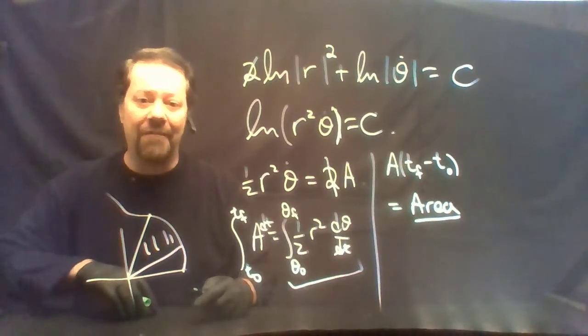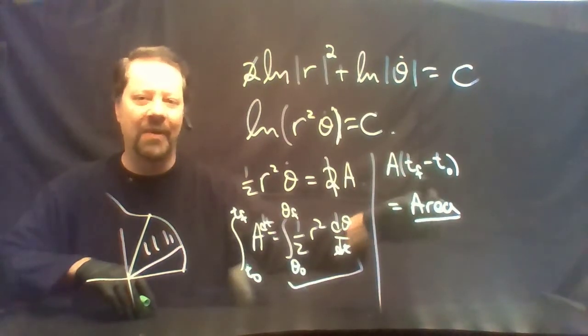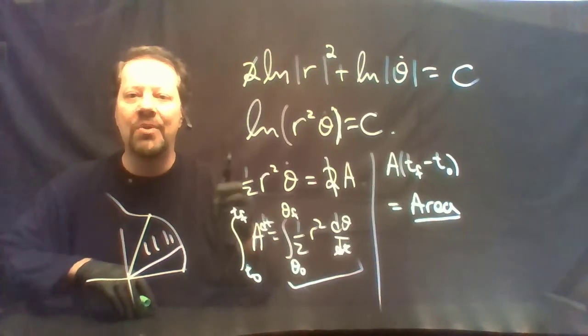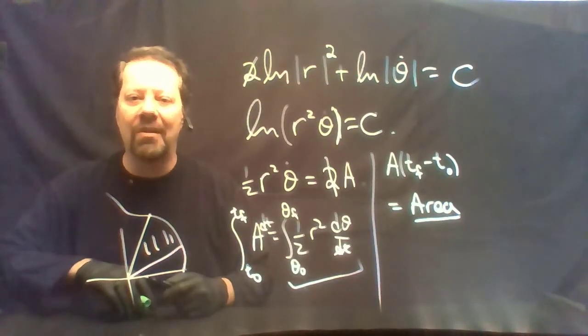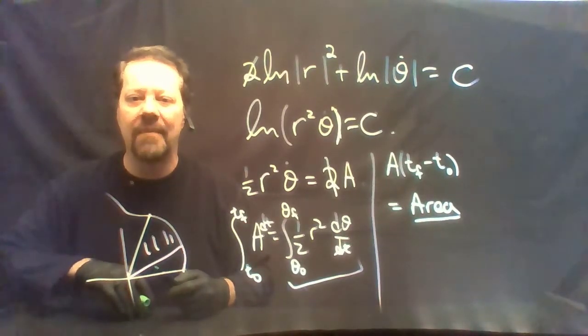It doesn't matter how far and how slow or how close and how fast you are in the orbit, equal areas for equal times. This proves that Newton's inverse square law of gravity, his universal law of gravitation, implies as a consequence Kepler's second law.